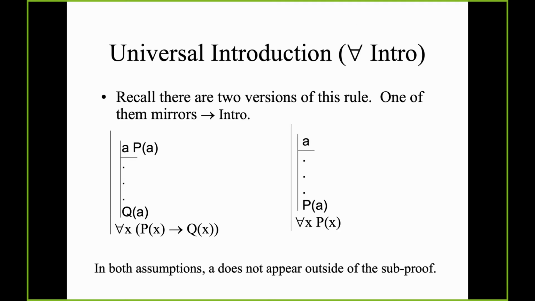Okay. Now, universal introduction is a little bit more complicated, but I'm hopeful that by the time we're done talking about it, you'll say, yeah, I get it. First off, just know that there are two versions of the rule. Second off, notice that universal intro is a subproof rule. So that means that it's a strategic rule.